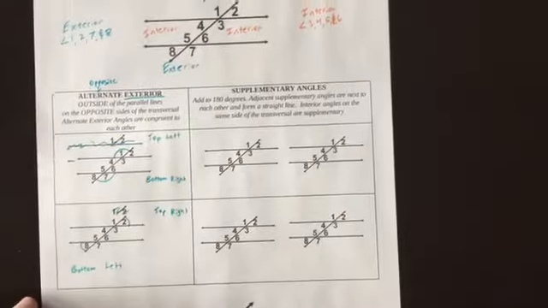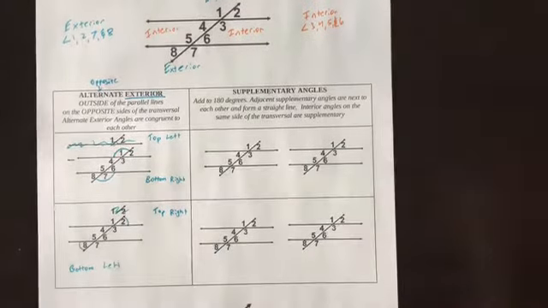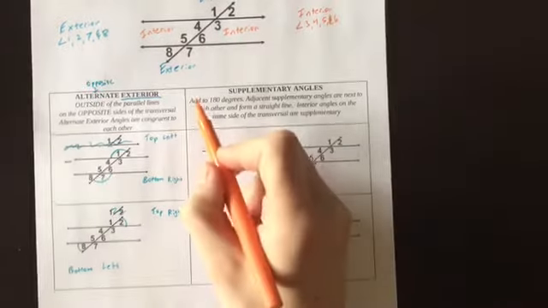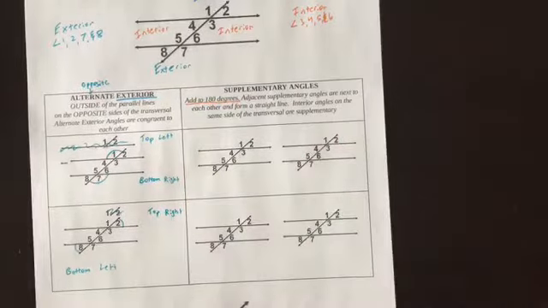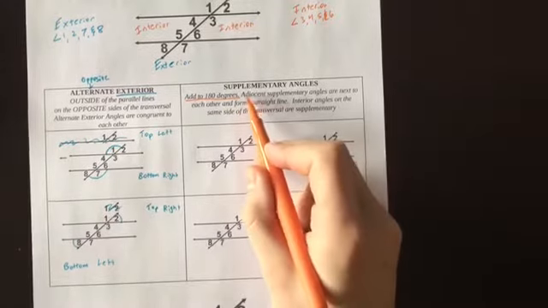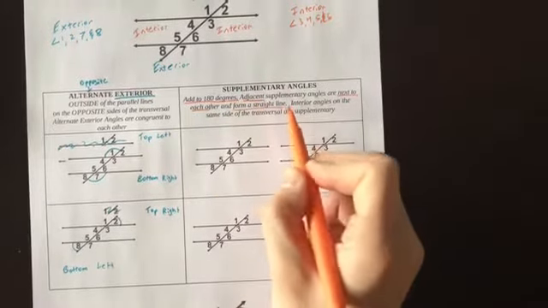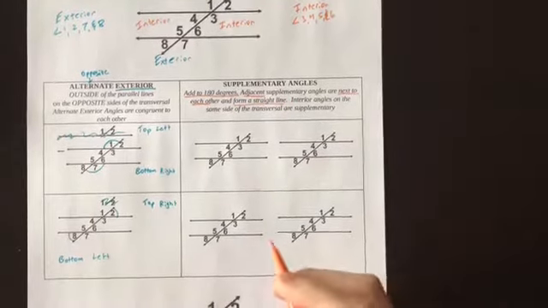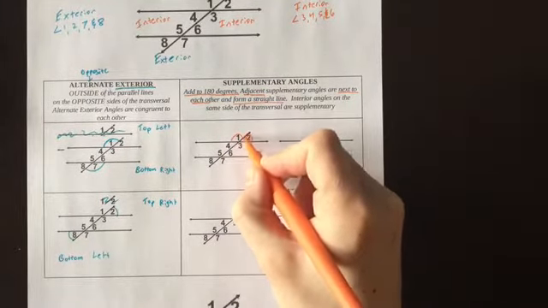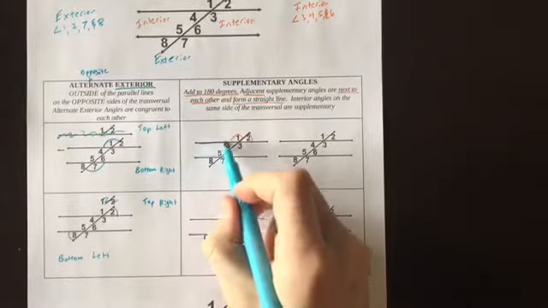So now talking about supplementary angles. Supplementary angles we can really see anywhere in math, not just in our parallel lines cut by transversal, but we do. And we want to remember that those supplementary angles add to 180. And we can see supplementary angles here in two ways. We can see adjacent supplementary angles, meaning they're next to each other and form a straight line. So if we look for those, I can see angle 1 and angle 2. They're adjacent, they share this common ray, and they form a straight line right there.